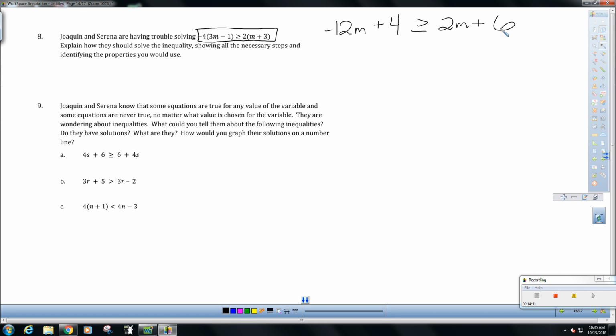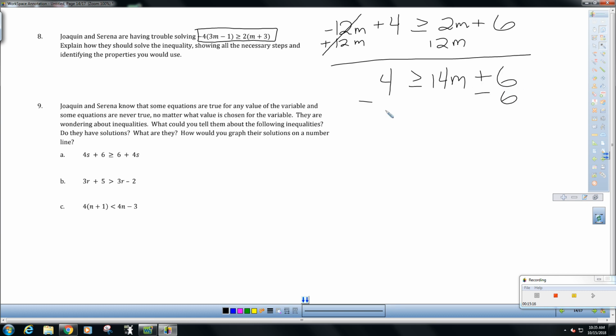Okay. I prefer to not have to multiply or divide by a negative if I can, so I'm actually going to add 12m to both sides, and that's the addition property of equality. So that gives you 4 on the right side, and all that says is I'm allowed to add the same thing to both sides. Now I'm going to subtract 6. You get negative 2 is greater than or equal to 14m. Okay, so that was the subtraction property.